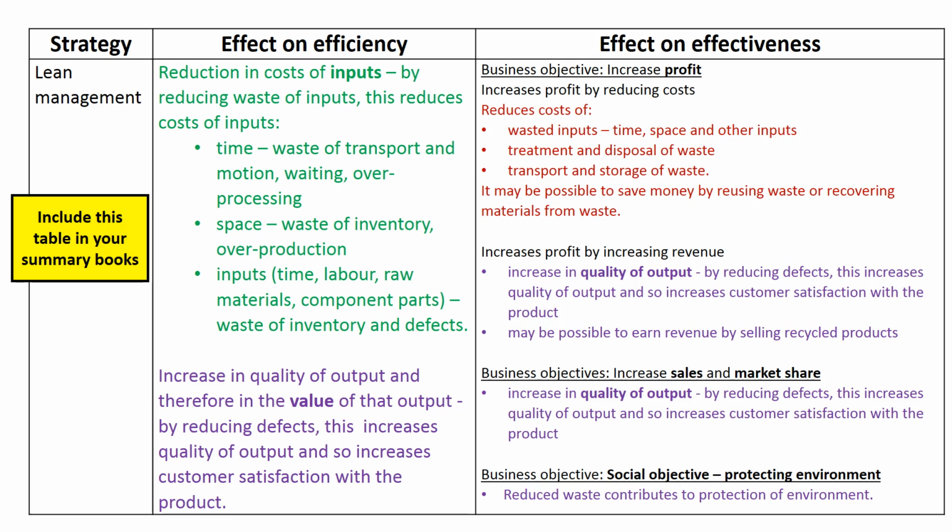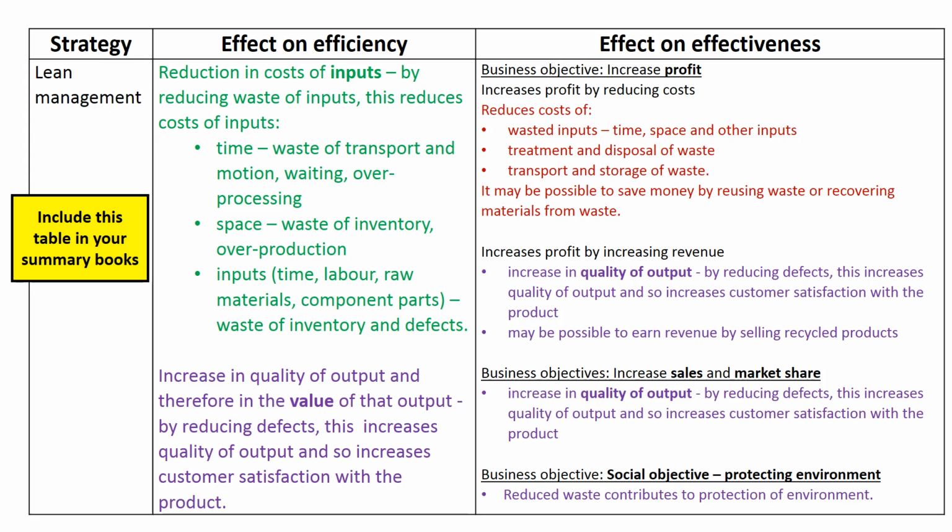The first way in which lean management increases efficiency is by reducing the waste of inputs. This reduces the cost of inputs for the business. As I've explained in the context of TIMWOOD, by reducing the waste of transport, the waste of motion, waiting, and over-processing, lean management reduces the waste of time and therefore the cost of time for the business.